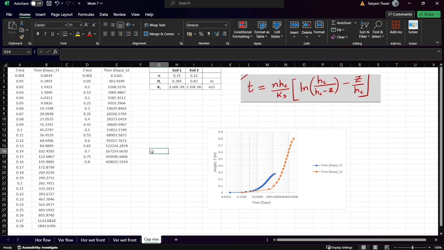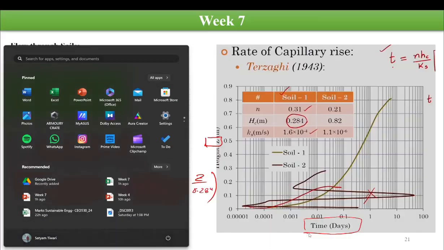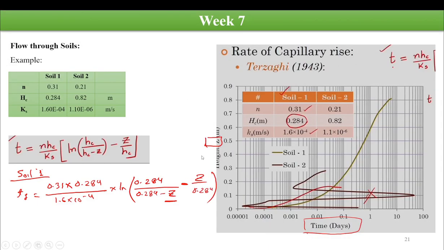Okay, so this is the numerical we have solved. We can solve it by hand also, but to obtain the plots this is useful, as you've seen in the theoretical class, and this will be the variation. This is the variation for soil 2, and this is for soil 1. You can take your time to solve this example and let me know if there is any error.